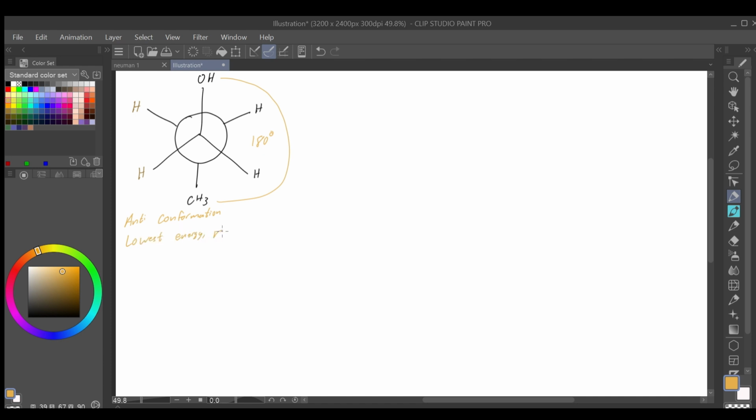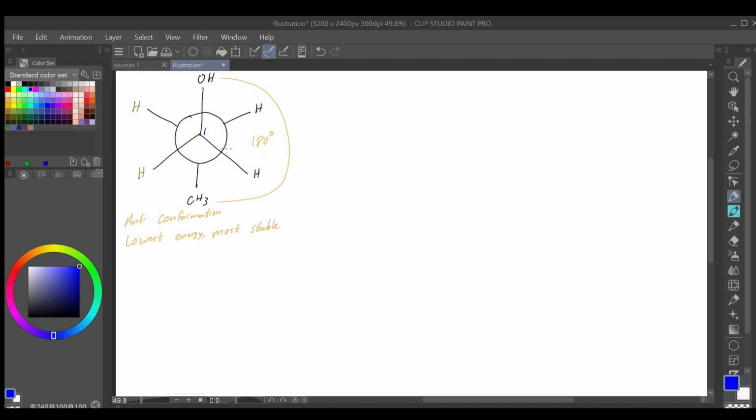This example is like when you're sitting on the bus, minding your own business, and then across from you, directly in front, 180 degrees apart, a big fat guy decides to sit down across from you, but no problem, very far apart, everyone stable, everyone happy. That's the anti-conformation.